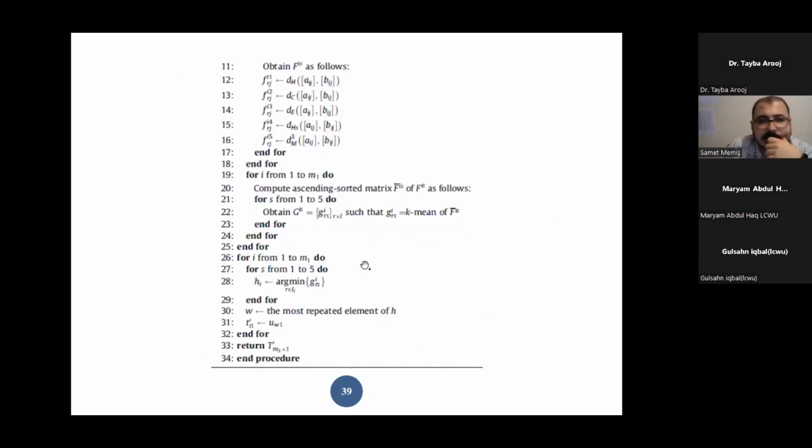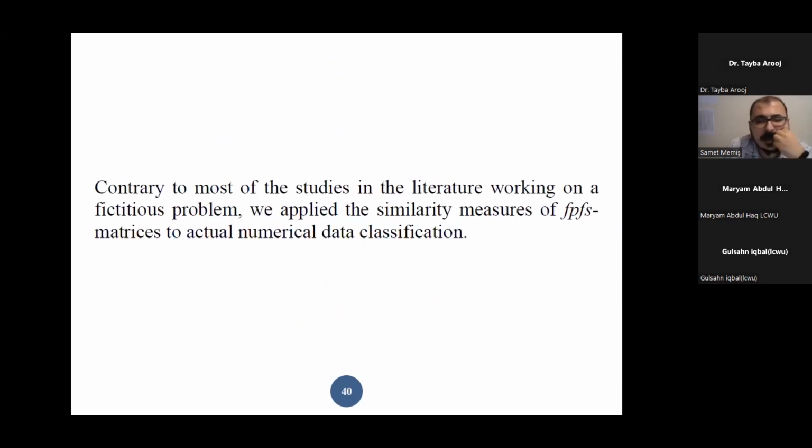It looks somewhat complicated, but if anyone wonders about the details, I can share the article or some extra documents. Contrary to most of the studies in the literature working on a fictitious problem, we applied the similarity measures of FBFS matrices to actual numerical data classification.